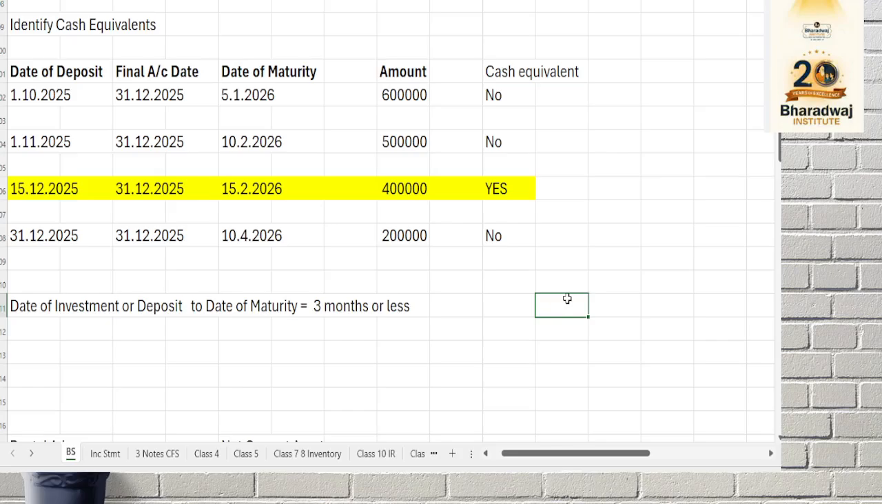So cash includes cash in hand, coins, currency, cash in bank account, undeposited checks, uncleared checks, all these things are included in cash. Cash equivalents are investments and deposits having less than 3 months maturity.